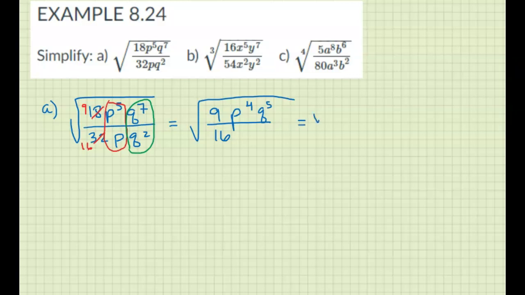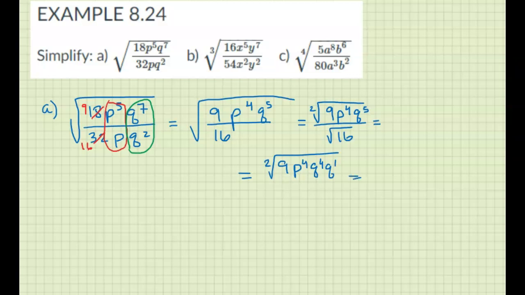Okay, so we're going to split this up. We have square root of 9p to the 4 q to the 5, over square root of 16. All right. Now the 9 is good, it can come out as a 3. The p to the 4 is good, because we can divide by 2. But the q to the 5 we need to split up. So let's do that. We have square root of 9p to the 4, q to the 4, and q to the 1, right? So q to the 5 became q to the 4 and q to the 1.